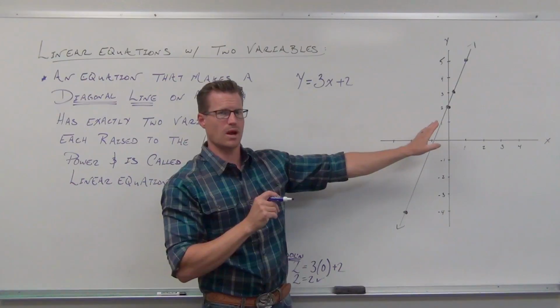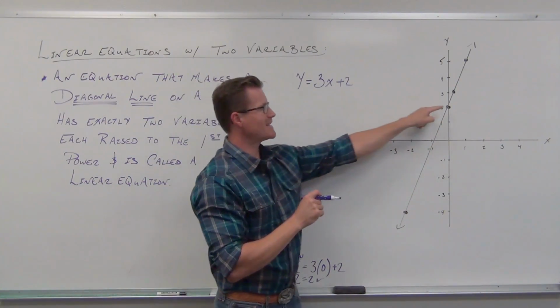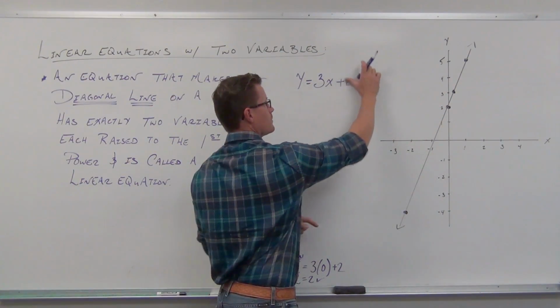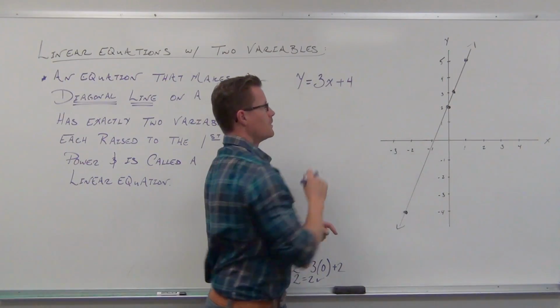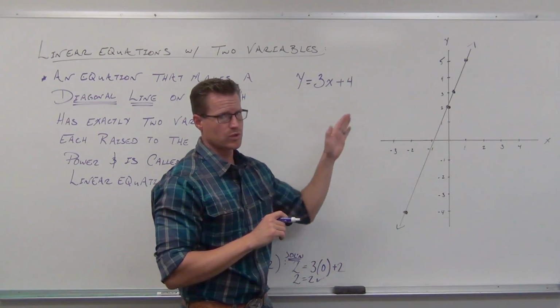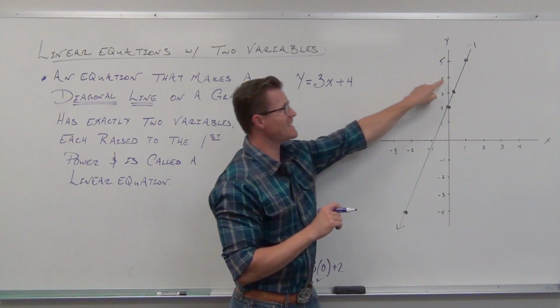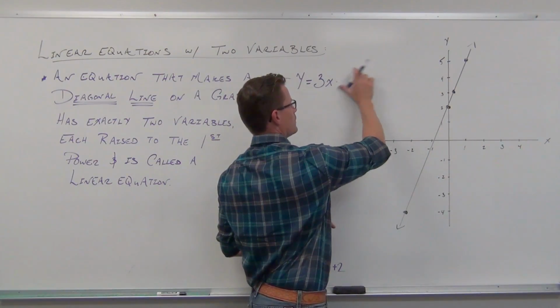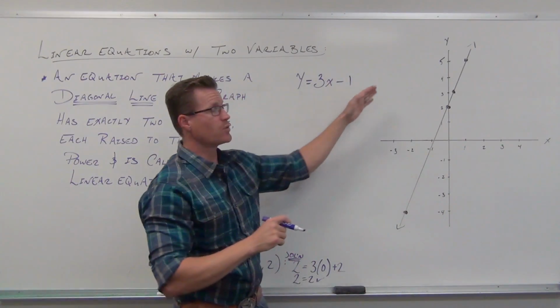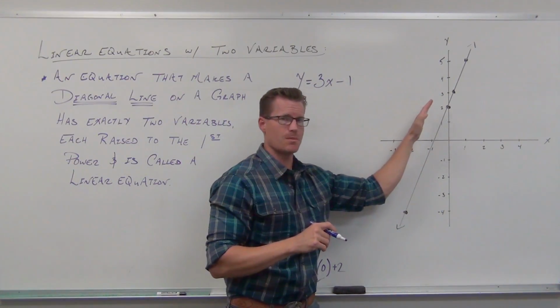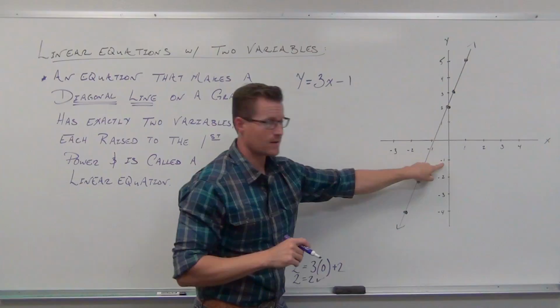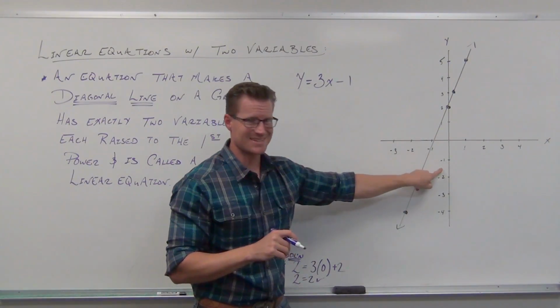This is the line that we graphed. That 2 is that 2. This line is different than this line. It would look very similar, but would cross here at 4. This 4 is that 4. This line would be very similar to this line, look almost the same, but it would cross right there. This -1 is that -1.